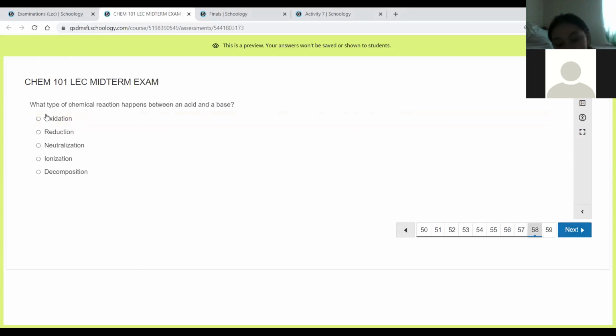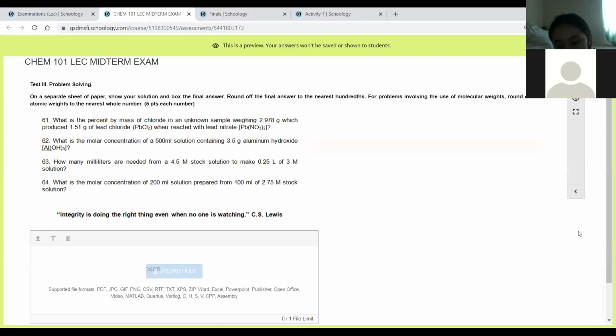And then second to the last, what type of chemical reaction happens? Naulit na ito, no? This one is neutralization reaction. That is for acids and bases.